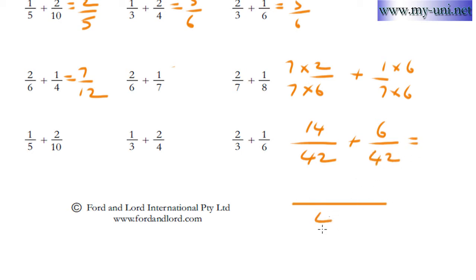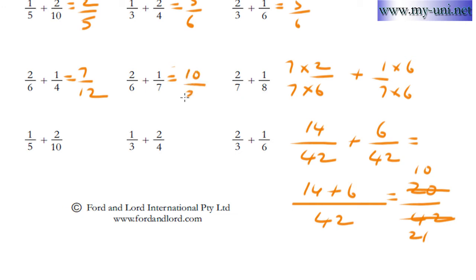We can add these two fractions. So 42, 14 plus 6 is 20 over 42. 2 times 10 is 20 and 2 times 21 is 42. So sum of these two fractions is 10 over 21.